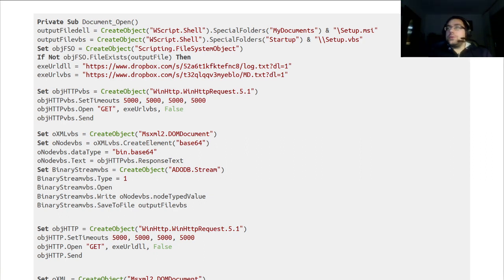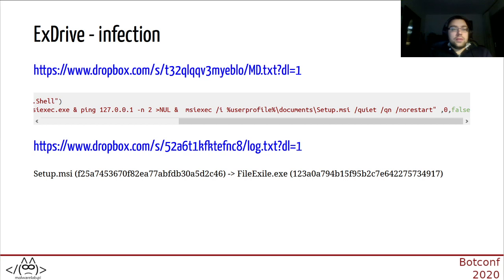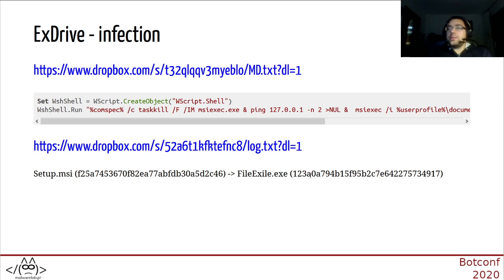But so it will download two files, and one will be an MSI, which is basically an installer for an EXE, and the other will be a BAT script. So pretty simple stuff. So let me try to show it to you. Right, so this is this simple script. It basically runs the MSI. The MSI will unpack to a file, exile.exe, and we have the malware.